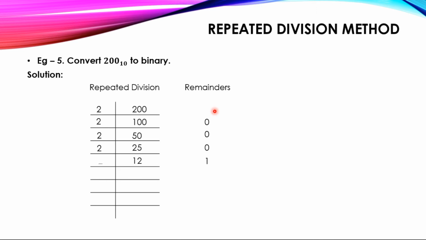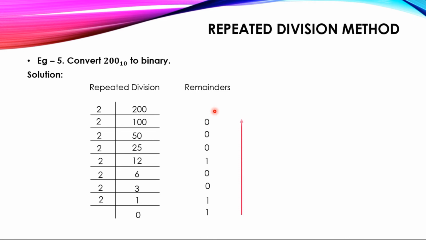Now 12 divided by 2 will be 6 and the remainder will be 0. 6 divided by 2 will be 3 and the remainder will be 0. Again 3 divided by 2 will be 1 and the remainder will be 1. And lastly 1 will get divided by 2, that is 1 divided by 2 will give the answer 0 and the remainder will be 1.